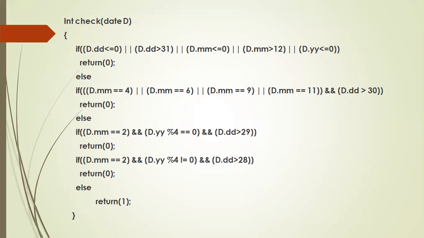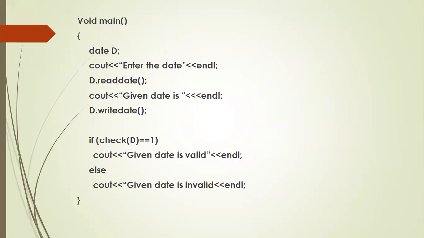It's a very simple example illustrating a friend function. Now you start the main function. Void main: date d. d is an object of the date class. Enter the date, so call the read date function with d.read_date. Display it: given date is d.write_date. Then you call the function called check. Here you can see check is a friend function, so you can directly call it as check, but within the parentheses you have to pass the object d. When you call the check function with d as an object, if the function returns the value 1, it means it's a valid date: given date is valid. Else cout given date is invalid.